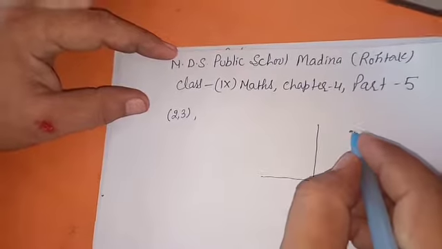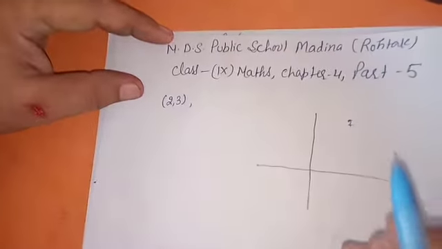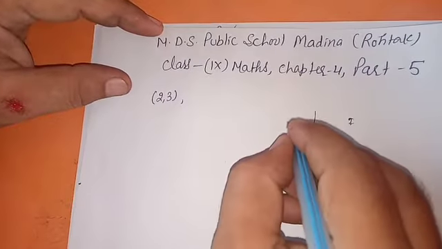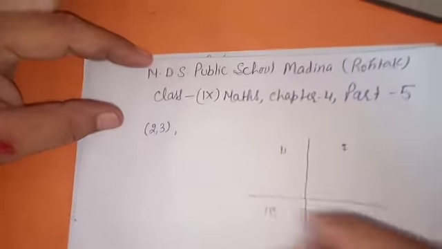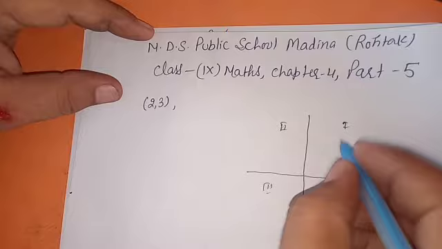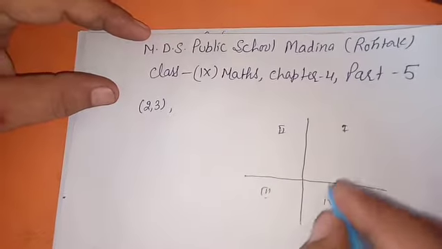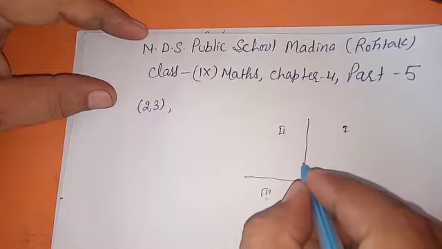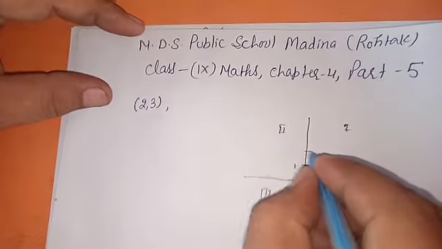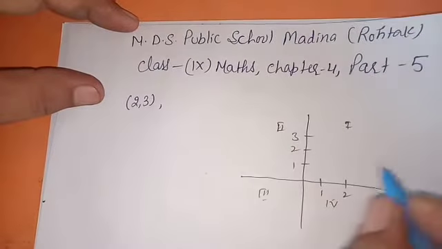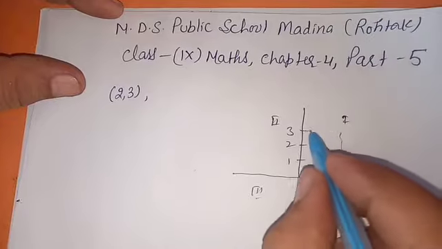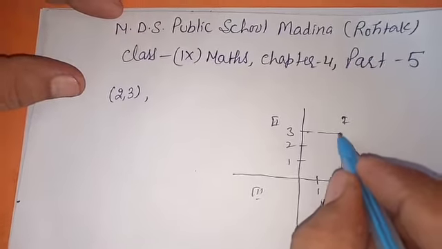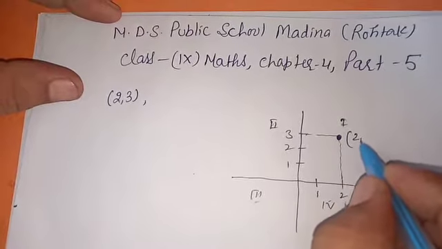This is your first quadrant. Both are positive, so definitely lying in the first quadrant. This is second, this is third, and this is fourth. And this point is lying in the first quadrant. Actually here, this is 1, this is 2, 1, 2, 3. So where is this lying? This is lying here. So (2, 3).